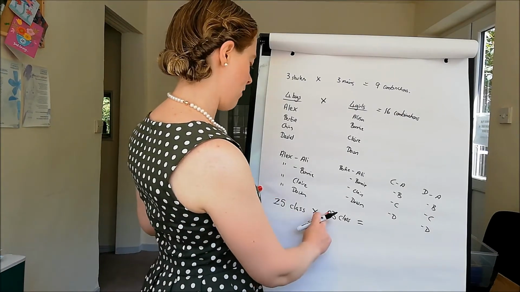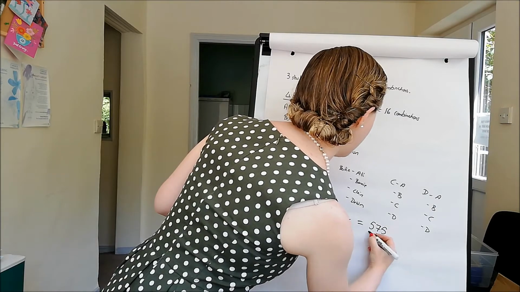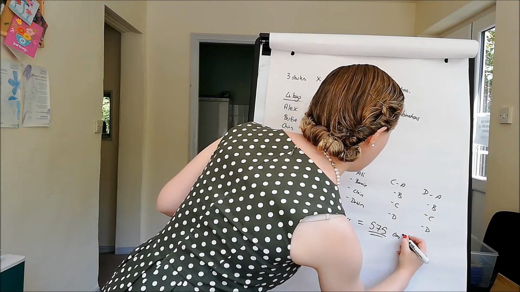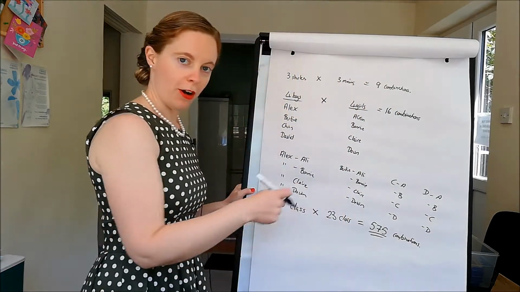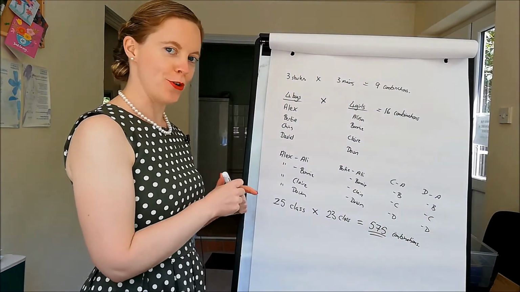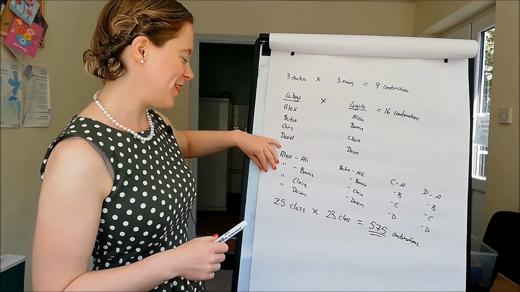So 25 times 23 is 575 combinations. And I've just done that on my calculator. I'm not so good that I just knew that in my head. I have just put it into my calculator.